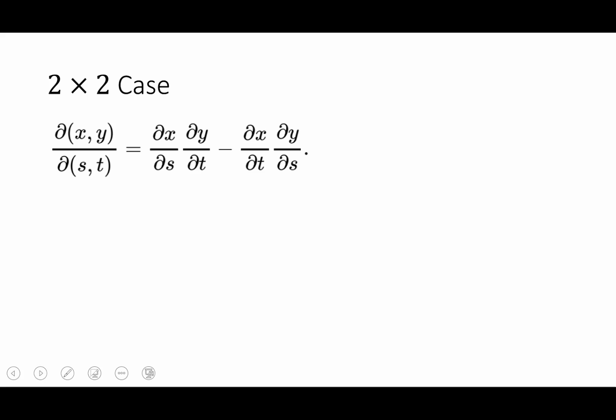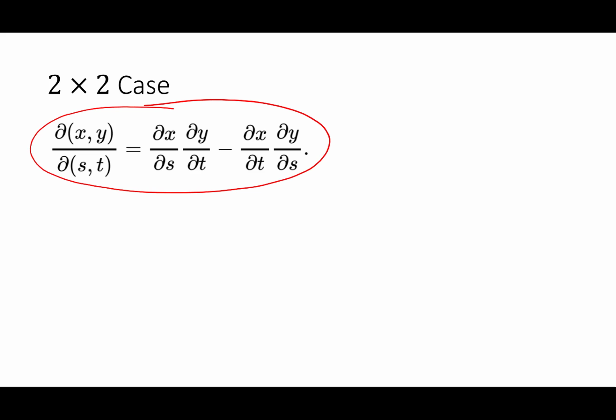Okay, so if we're dealing with the 2x2 case, we can think about this Jacobian as the determinant of the following matrix. Now, if you're unsure of what a matrix is, it's just a rectangular array of entries or numbers or things. So for instance, 1, 2, 3, 4 would be a 2x2 matrix, with the entries 1, 2, 3, and 4.